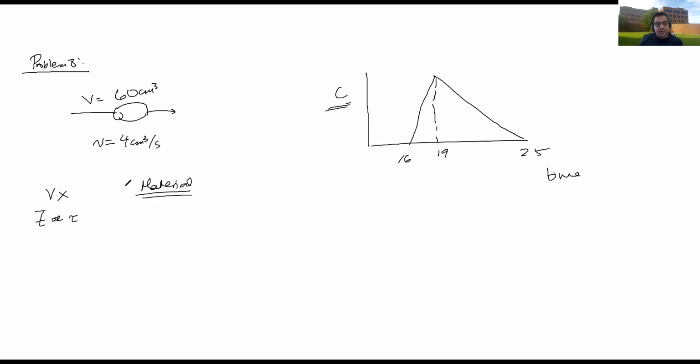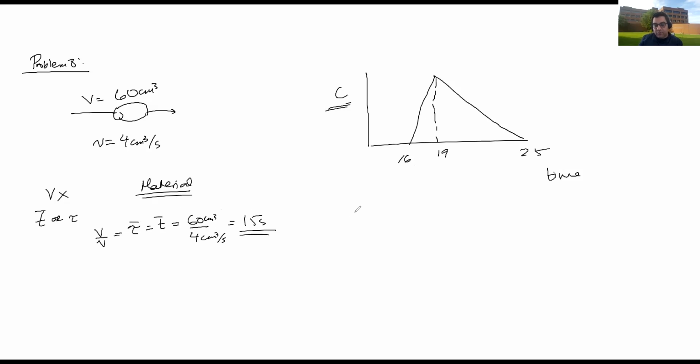So for this guy on the right here, we said that tau average, or time average, is equal to 60 centimeter cubed divided by 4 centimeter cubed per second, which is V over V̇. We've discussed this before. This is 15 seconds. This is what's actually been pumped into the system. This is the tracer numbers. Okay, let's have a look at what we get from this chart.